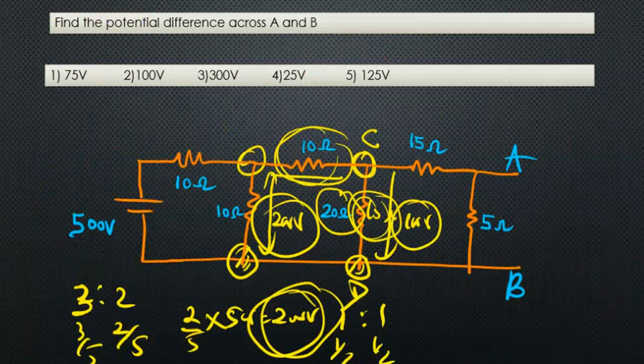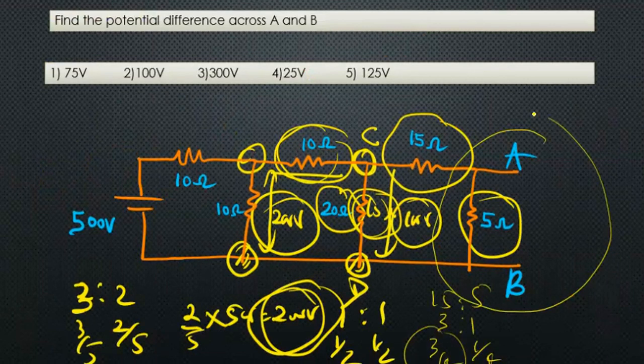Now we are getting closer to the answer. 15 is to 5 ratio is 3 is to 1. We need the fractional values, 1/4 and 3/4. To find the potential difference AB, we take 1/4. So 1/4 into 100, we get 25 volts. That's our final answer: AB is 25 volts.